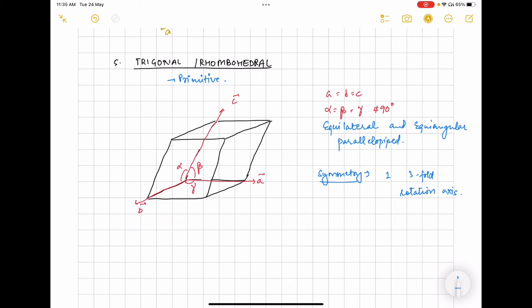This is basically generated by pulling the cube along the 1-1-1 direction. So when you pull the cube along the 1-1-1 direction, you get the trigonal or rhombohedral crystal system.